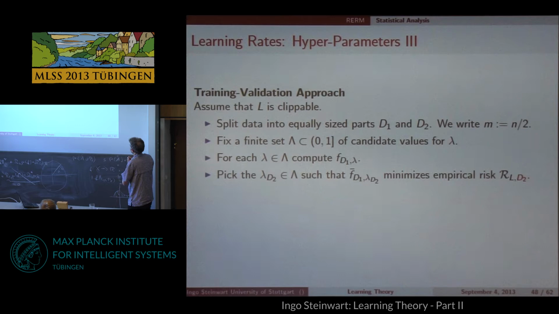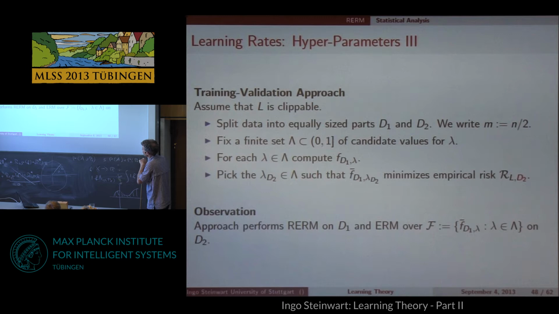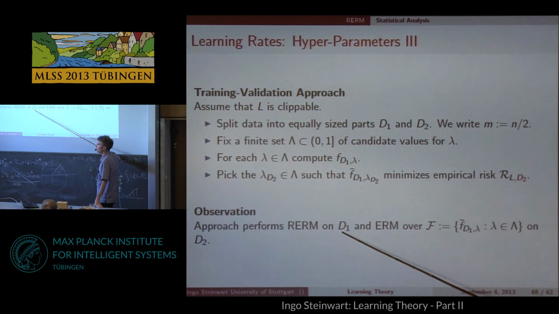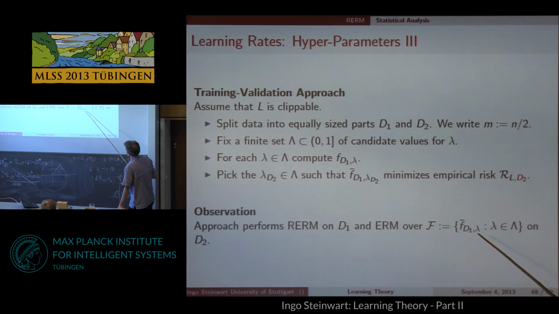So what we basically do is we compute a couple of different regularized empirical risk minimization solutions and then test them on the second half and use the one with the best test error. Okay? Well, one can phrase it a little differently. I've already mentioned that this approach performs regularized empirical risk minimization on D1. And this last step is nothing else than empirical risk minimization over this set of functions. And this set here was assumed to be finite, so we can actually use our very first Oracle inequality. We have all the means to analyze this approach.